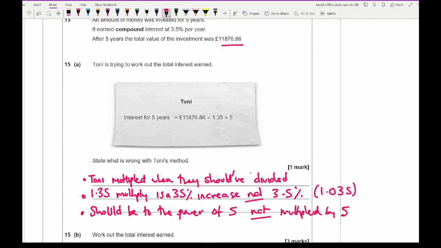You could also say how they probably should have done it. Well, they've not actually worked it out correctly. But in terms of the interest for the 5 years, it should have been 11... Don't know where that pointer came from. Let me just delete it all. So what they should have done is 11876. That's definitely not what I've written.